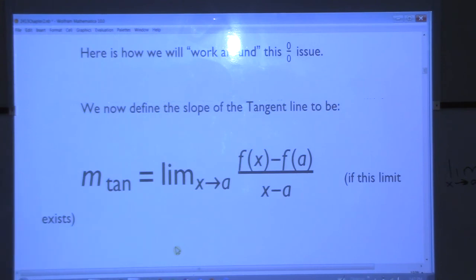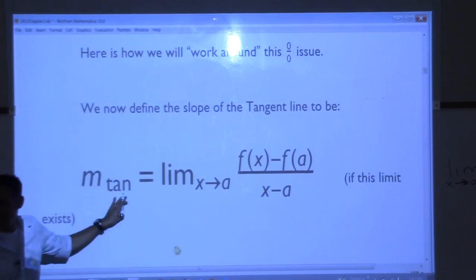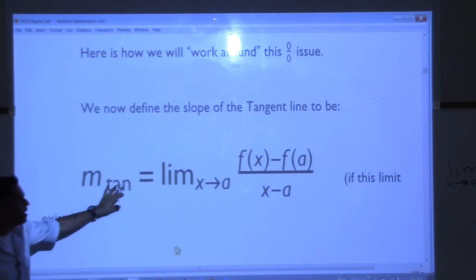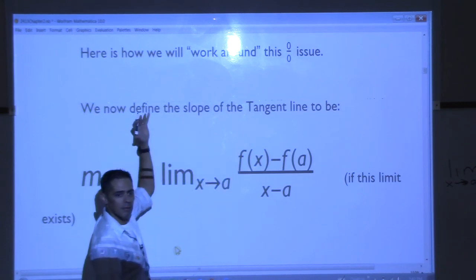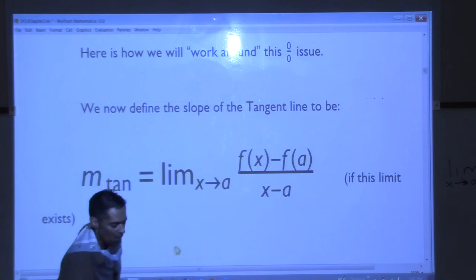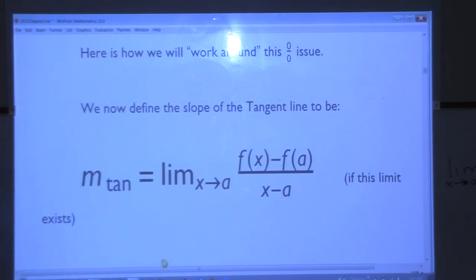I wanted you to see that because I made it kind of big there, yes? We now have a new definition of the slope of the tangent line. The slope of the tangent line should look familiar. It's the same as the slope of the secant line with one exception, the limit. Okay, the limit. All right, that's our preview into 2.1.